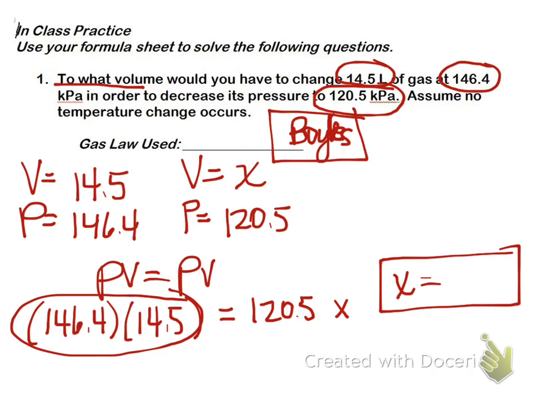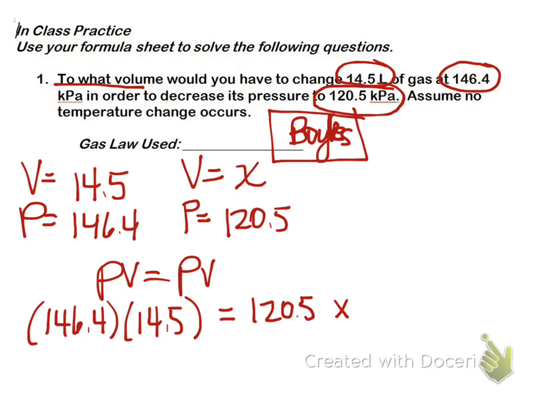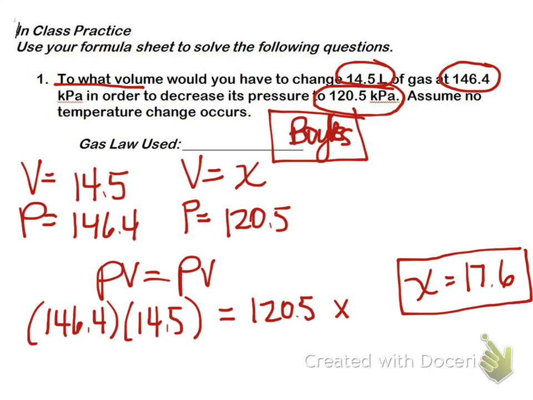Alright, I got it. I heard somebody say it. What is the X value? 17.6. Absolutely. Why? Because with the volume getting a little bit bigger, what does it allow the pressure to do? Go down, right? Less pressure. So that would be an example of Boyle's law. That's exactly what you did yesterday. If you start at 14.5, you have a certain pressure. Make it bigger and your pressure goes down. Agreed?